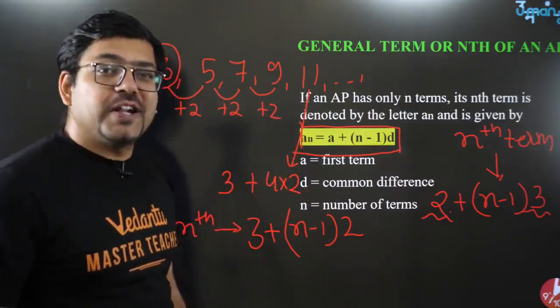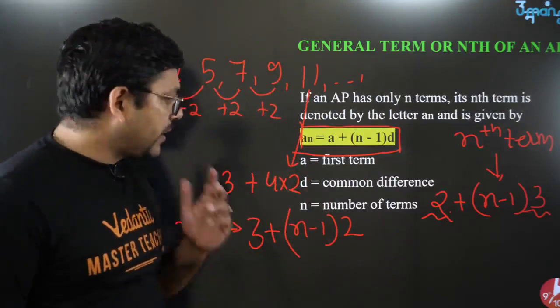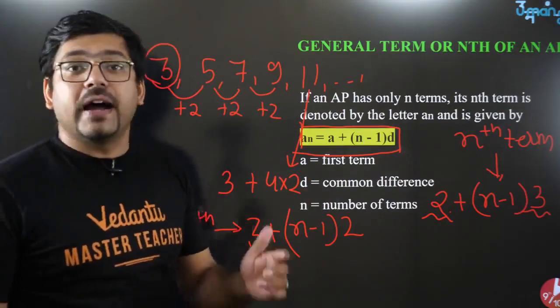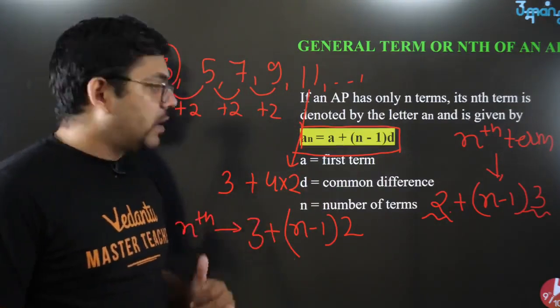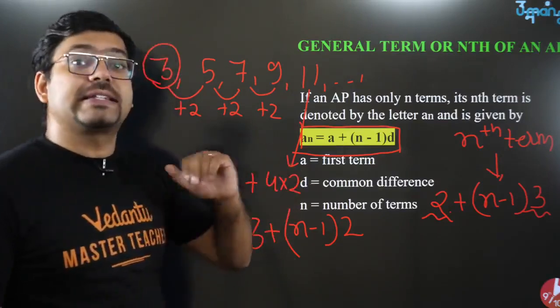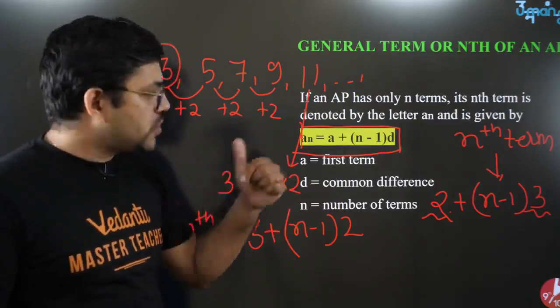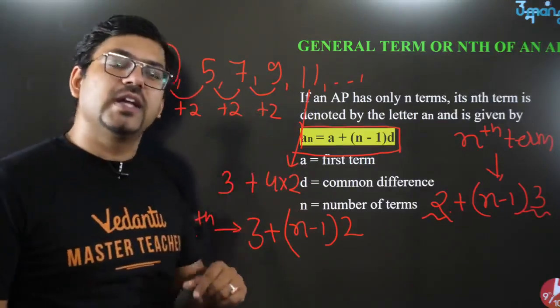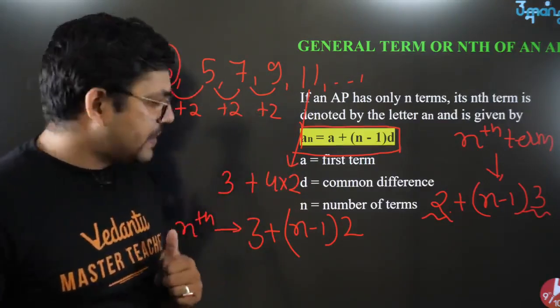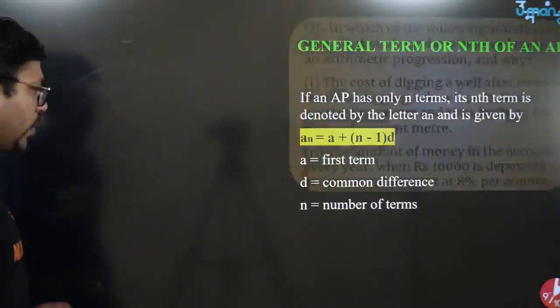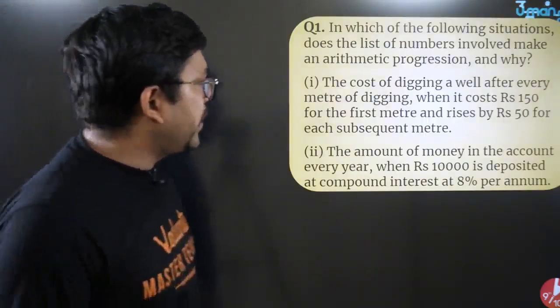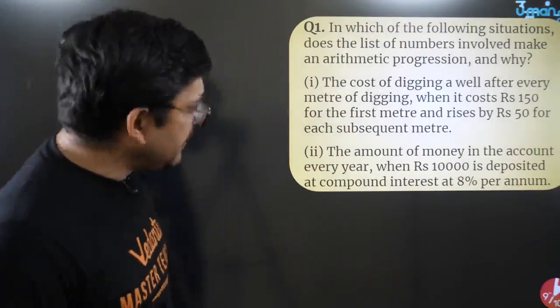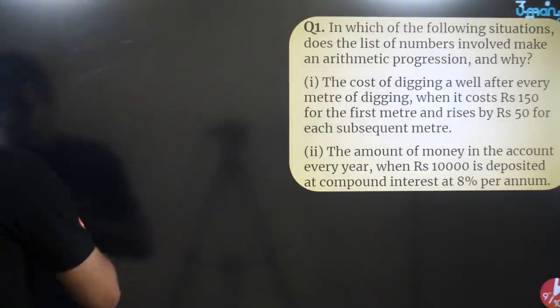Fine. So if you have actually understood this formula, the important thing for all of you is that you should write it down somewhere in your copy, because we are going to use this formula extensively. Just write it down like a_n equals a plus n minus 1 into d, and then we'll move ahead. Okay, let me move ahead. Here we go. So the first question for all of you is this one. Please read it carefully. It's a long question, isn't it?